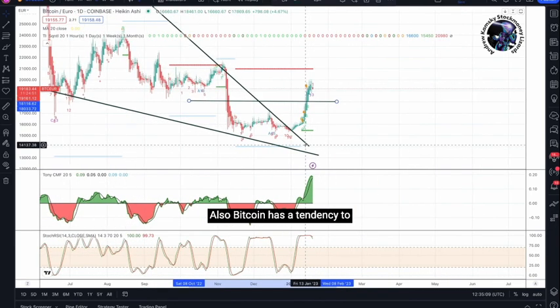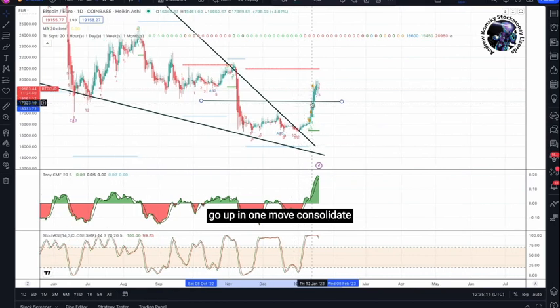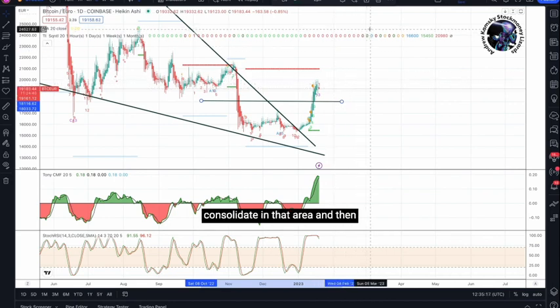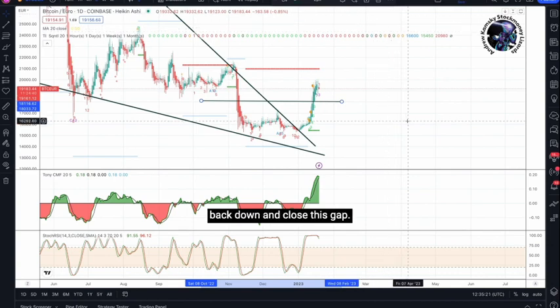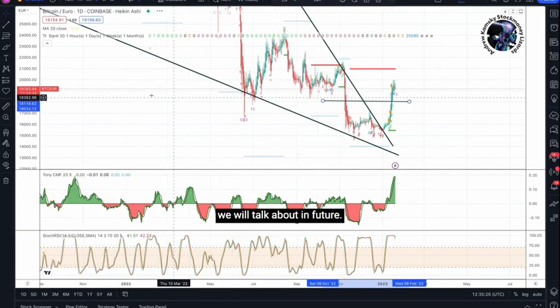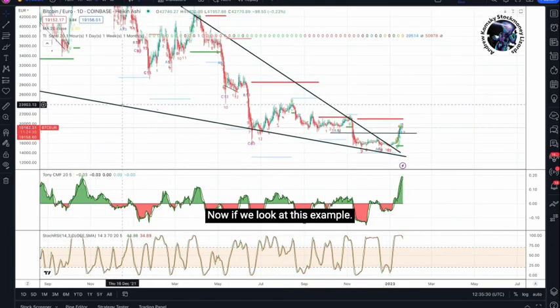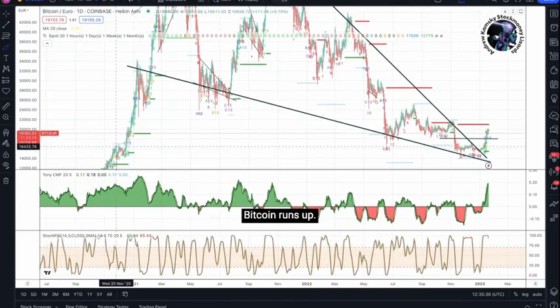Also, Bitcoin has a tendency to go up in one move, consolidate in one area, and move up to consolidate in that area, and then it will decide whether it wants to go up or it wants to come back down and close this gap. Gaps are something which we will talk about in future. Now, if we look at this example, Bitcoin runs up.